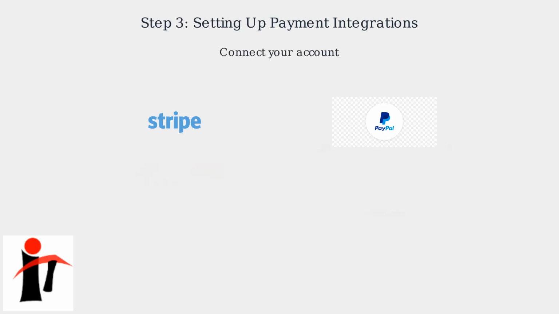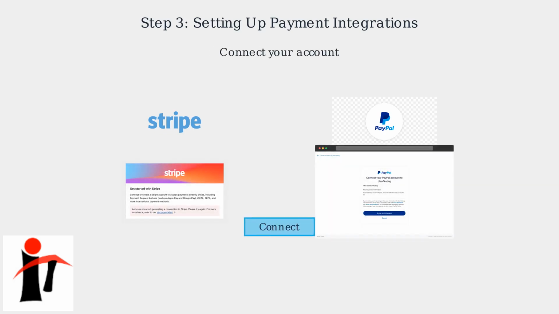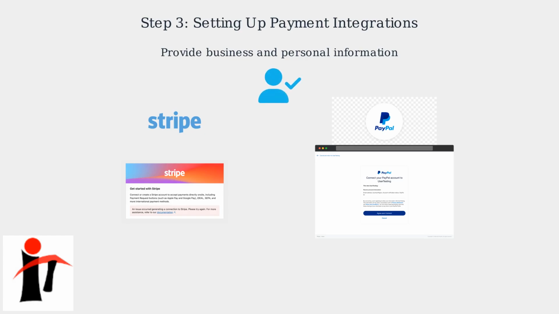To connect, visit the payment settings in Teachable and click the Connect button for your chosen provider. This involves providing necessary business and personal information for verification. You'll need to enter details like your business name, address, and tax information. Be sure to verify your identity for payouts. This usually requires uploading identification documents to comply with regulations.